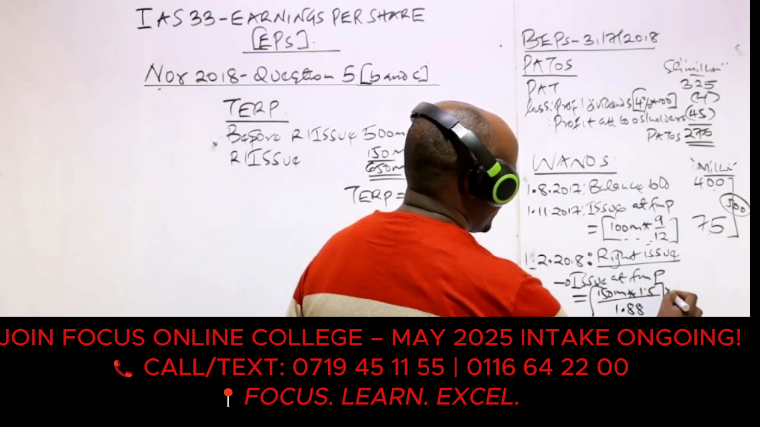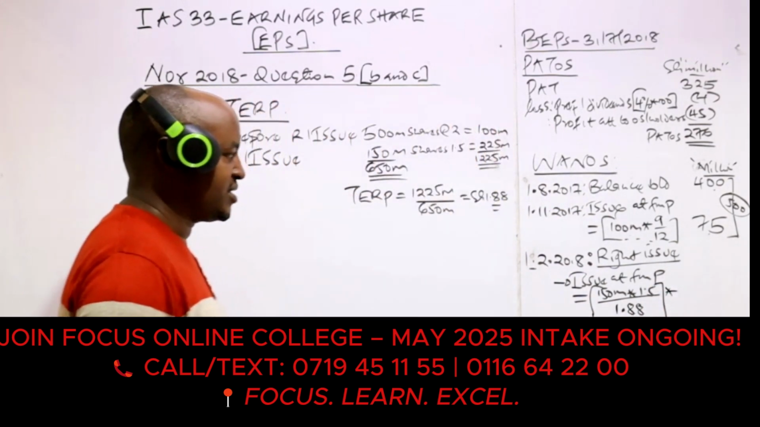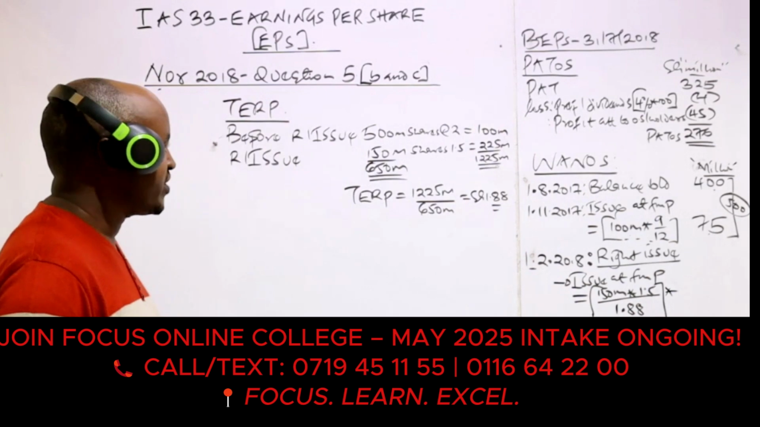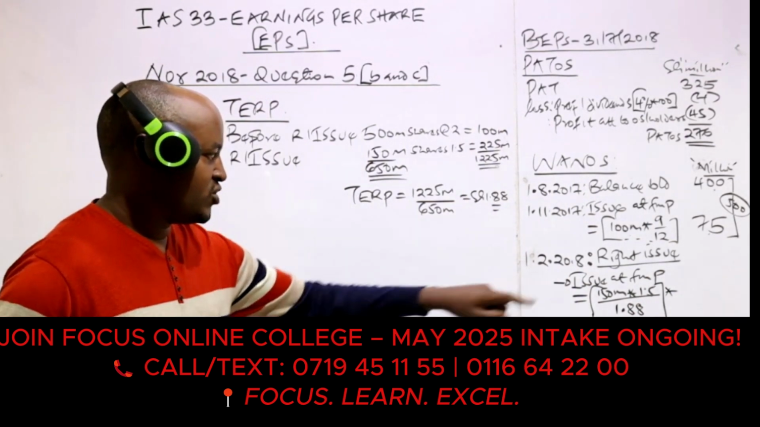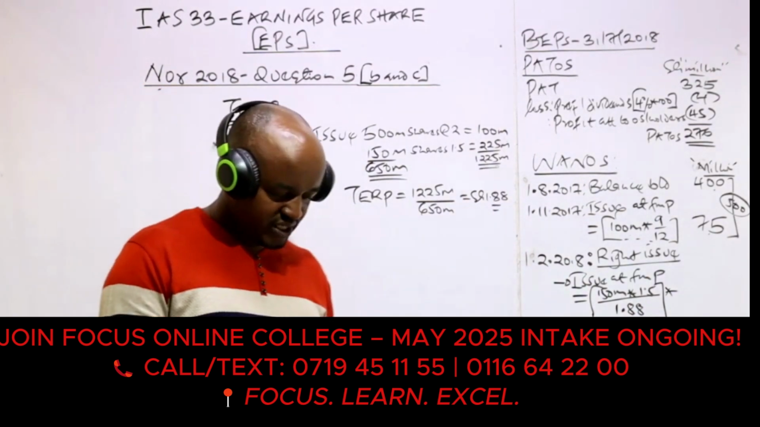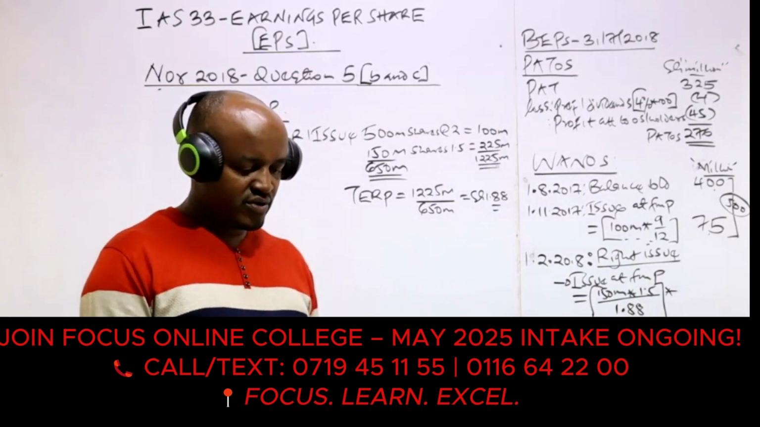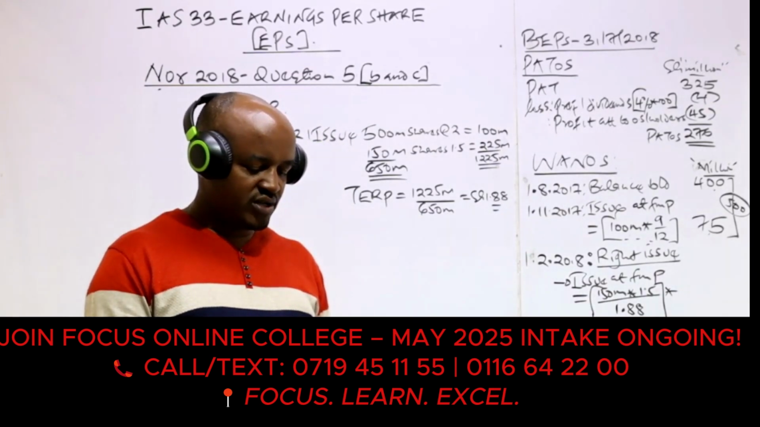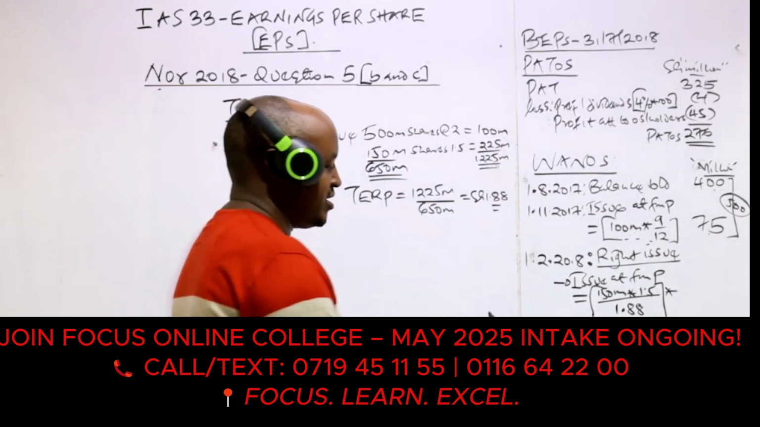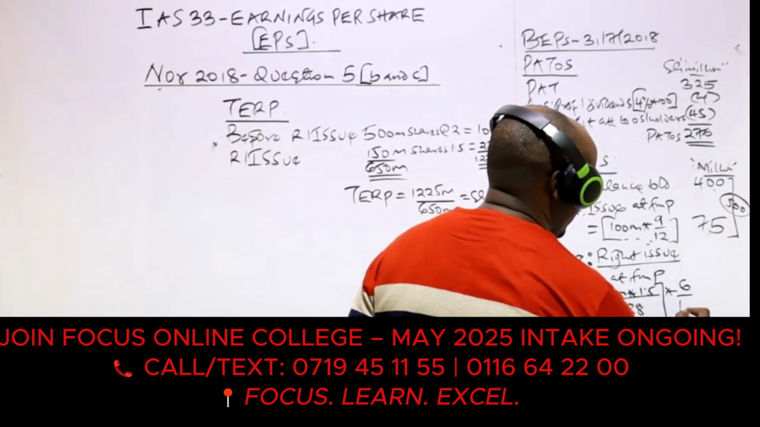And then these particular shares must be weighted on a time basis. They must be multiplied by the proportion of time they were held. Remember, this right issue was made on 1st of February 2018. How many months is this to the end of the year? We have February, March, April, May, June, July. So they were held for 6 months out of 12.